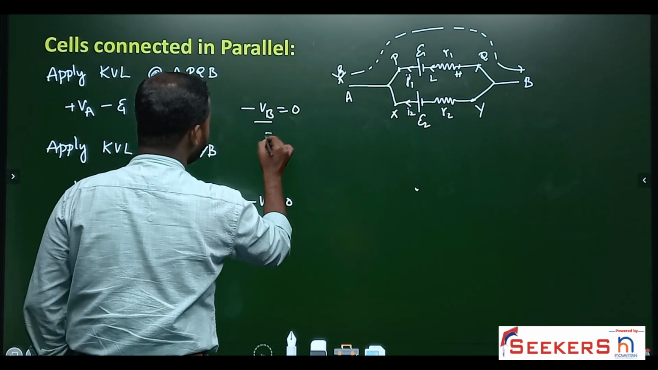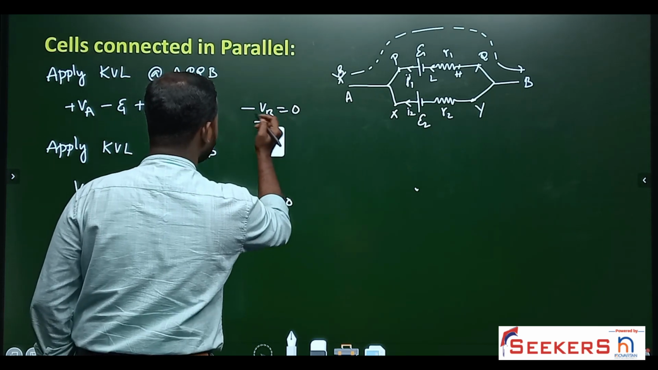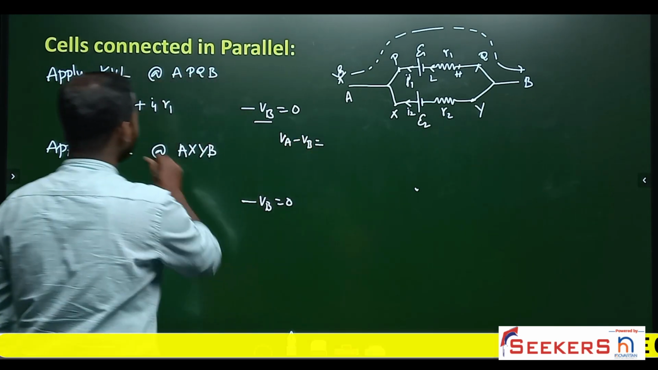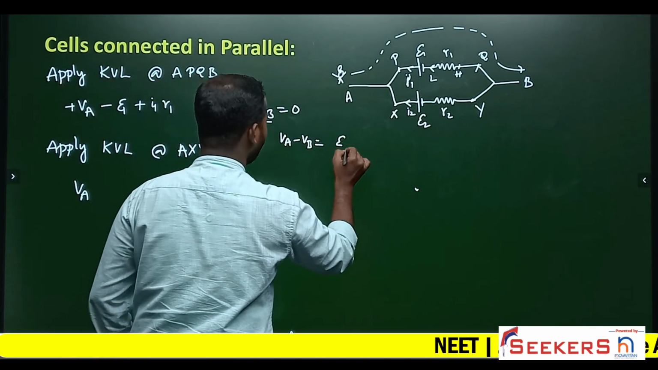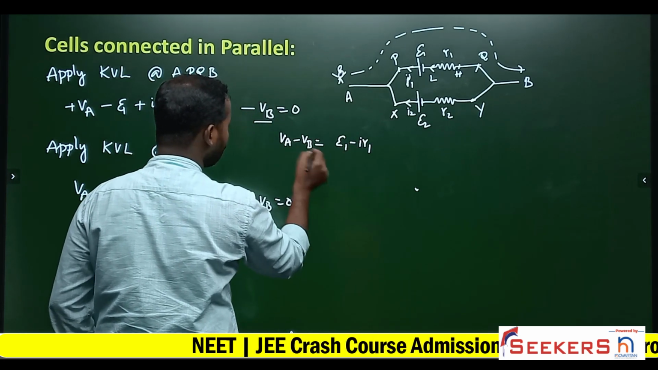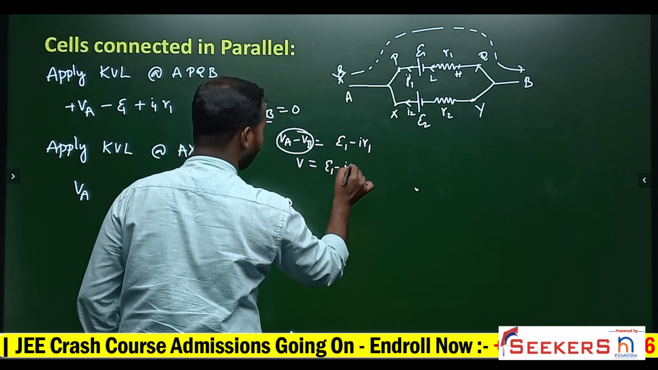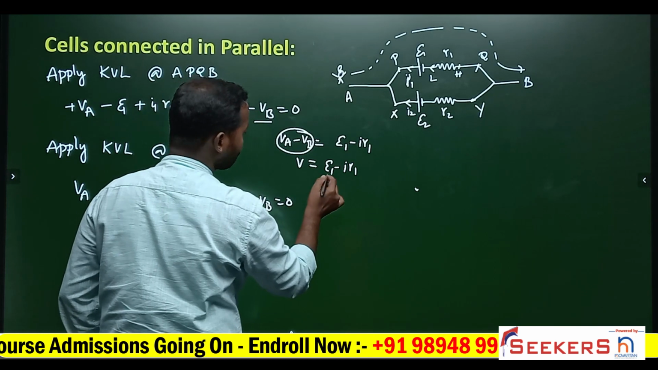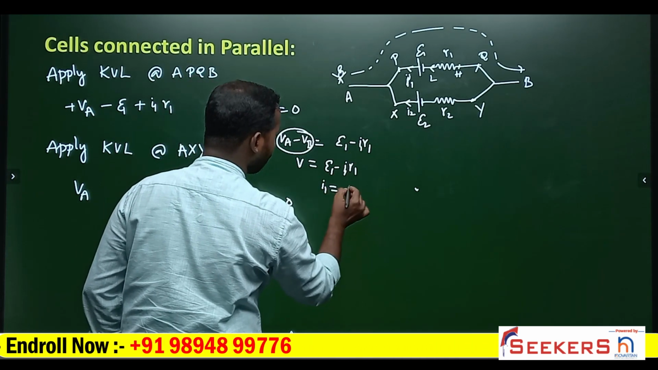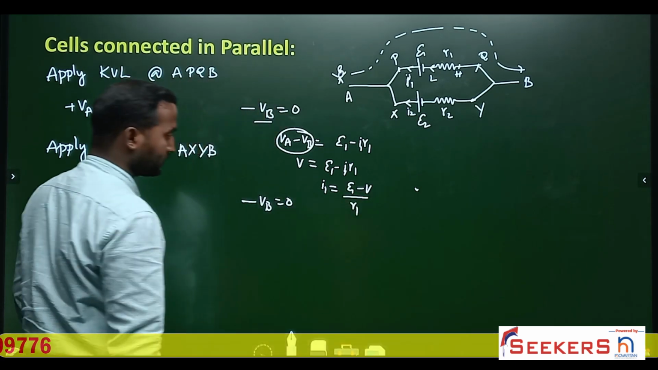Now from here, if I get what is the current I1, one more step: if I take VA minus VB, VA minus VB is equal to what? That is E1 minus IR1. I am taking it as V now, just for the sake of easiness, and that's called terminal potential difference. So what is I1 from here? I1 is equal to (E1 minus V) by R1, isn't it?